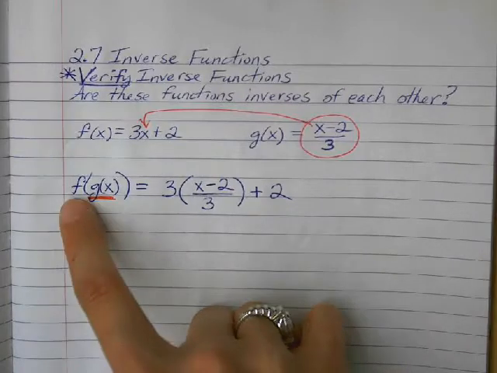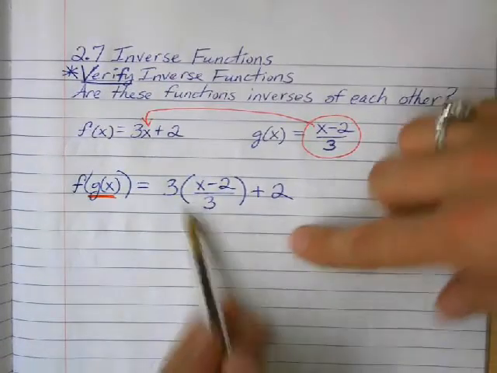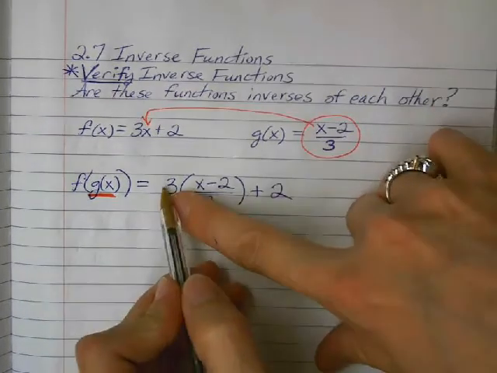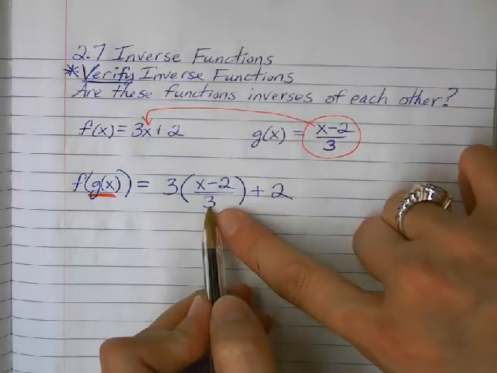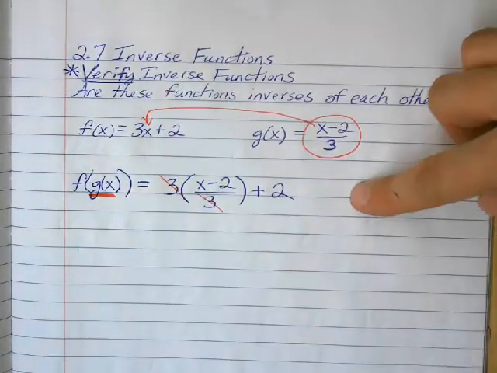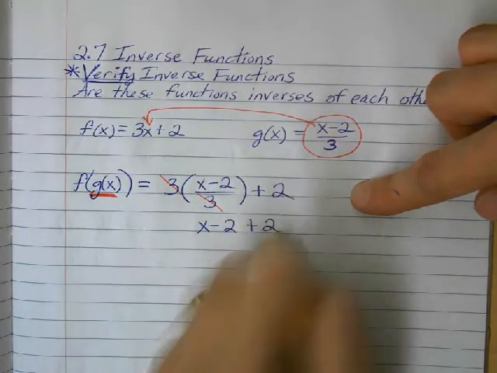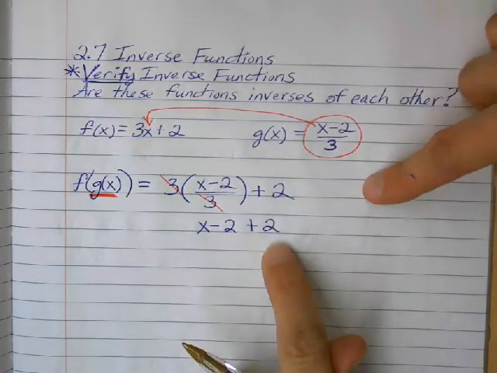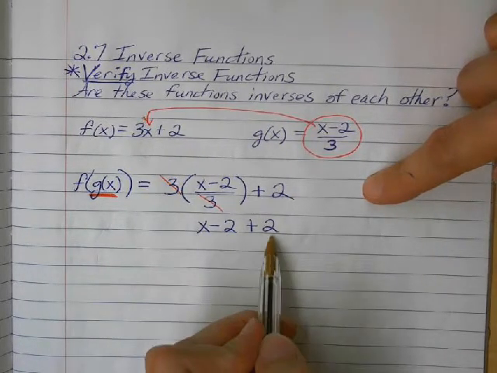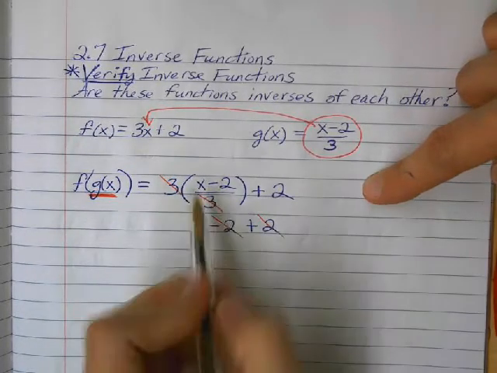You check f of g of x. You take one problem and plug it into the other, and then you try to work this out. Do you see the 3 right there on the outside, and there's a 3 in the bottom of the fraction? Those cancel each other out. So then you have x minus 2 plus 2. What happens when you have a minus 2 and then a plus 2? Those cancel each other out. So what do you get? x.